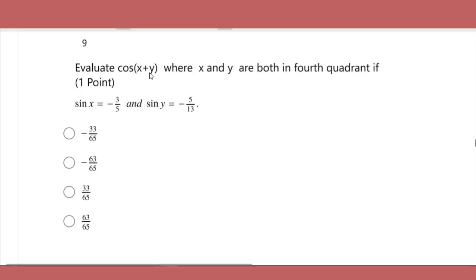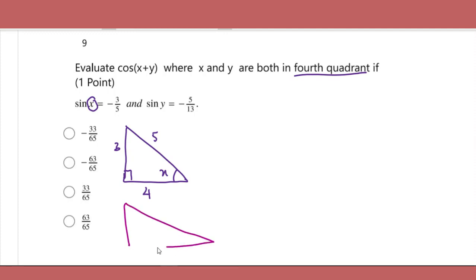Evaluate cos x plus y, where x, y are both in the fourth quadrant. If sine x is negative 3 over 5, sine y is negative 5 over 13. So, okay, triangle. Angle x, sine is 3 over 5. Using the Pythagoras theorem, the other side is 4. Next, sketch for angle y. Sine is 5 over 13, so here it should be 12. Then we're going to find cos.